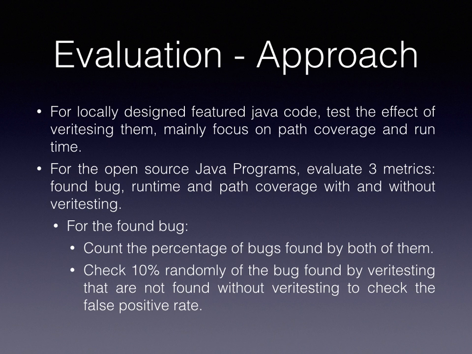Especially for the found bugs, I'll count the percentage of bugs found by both of them, I mean, with or without vary testing, to see the overlap of them. And also, I will check 10% randomly of the bugs found by vary testing that are not found when I don't apply vary testing, to check the false positive rate of the vary testing.